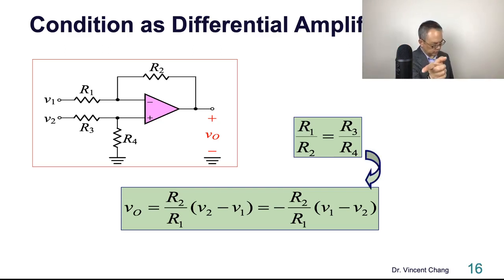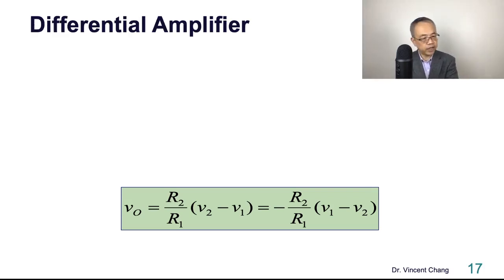it becomes the differential amplifier. So that's the condition. The original circuit is not a differential amplifier, but through this relation, if this is true, if you meet this criteria, then this circuit is a differential amplifier. And the gain is R2 over R1, the differential gain.